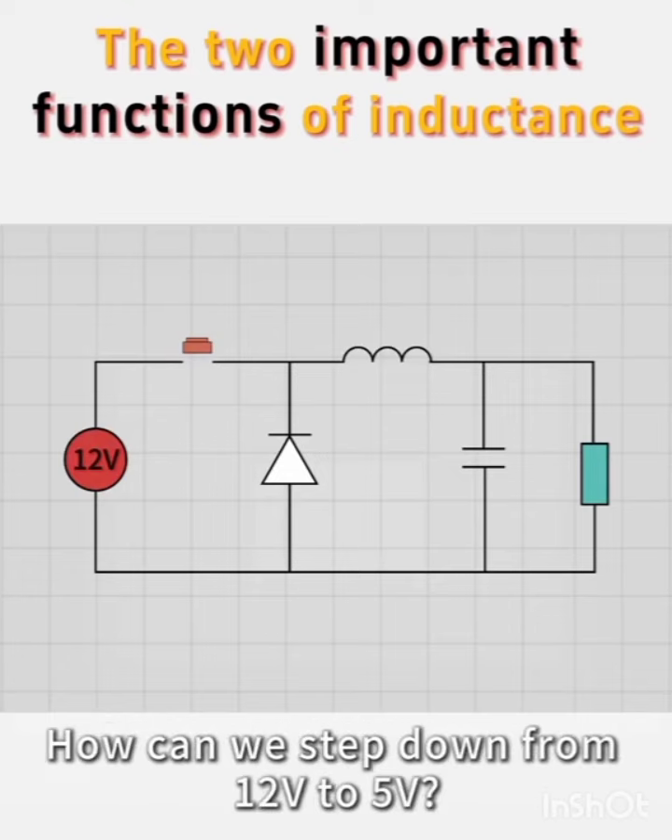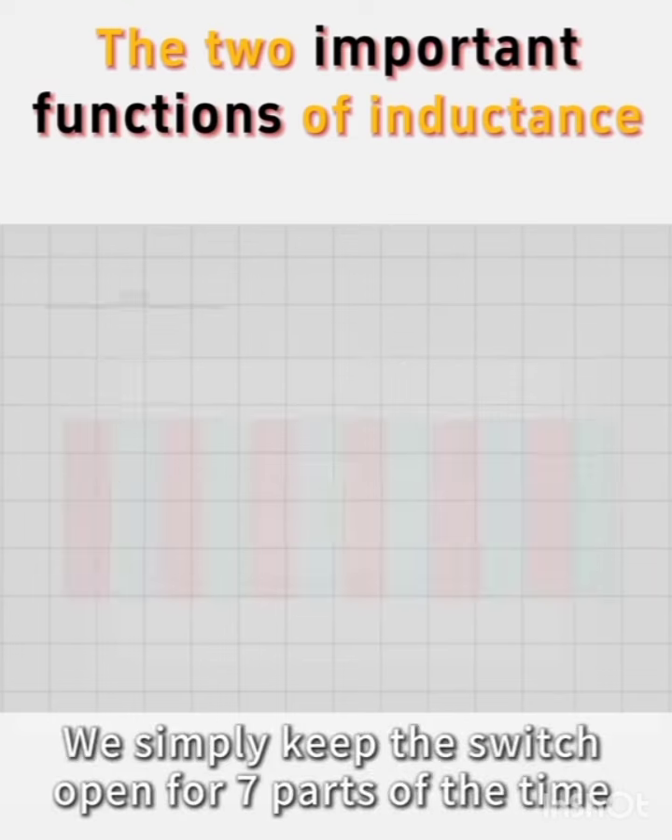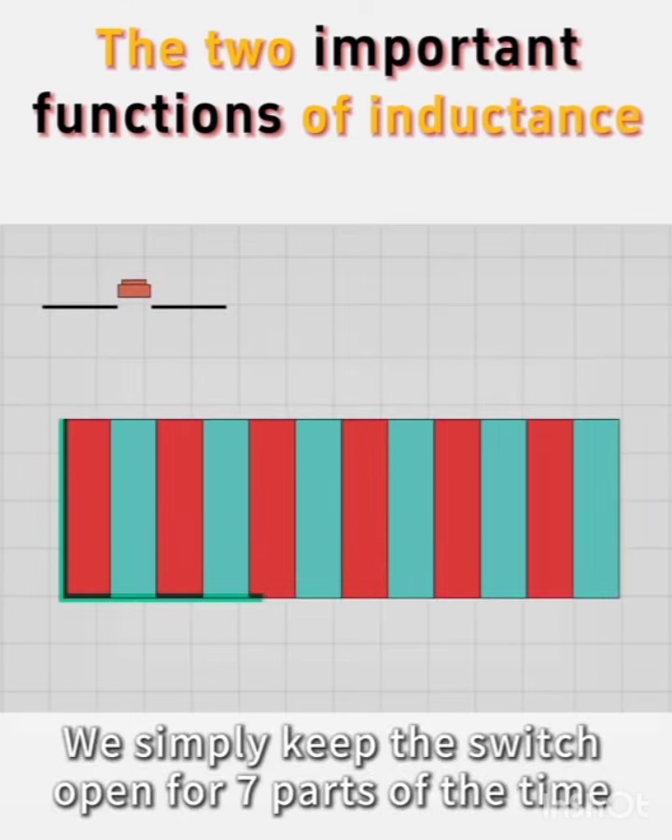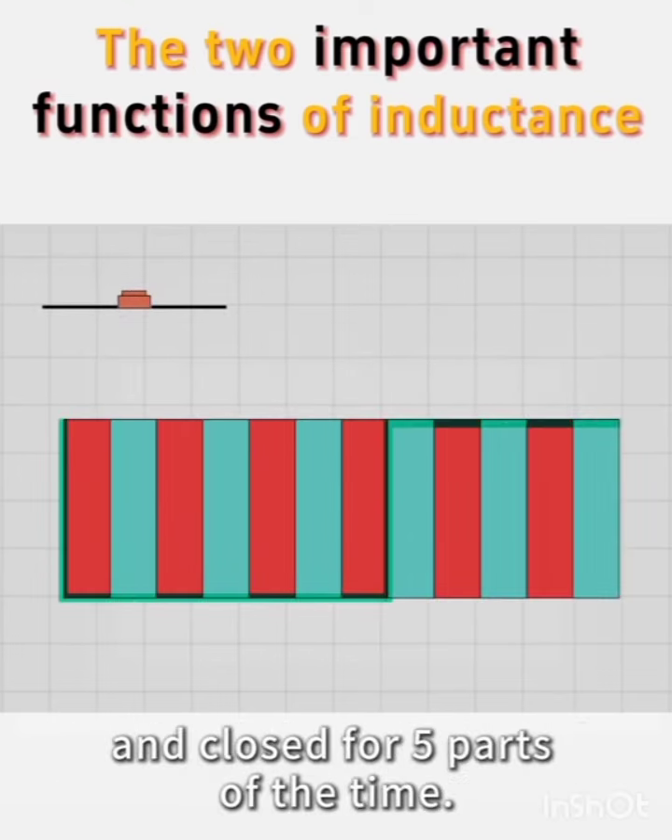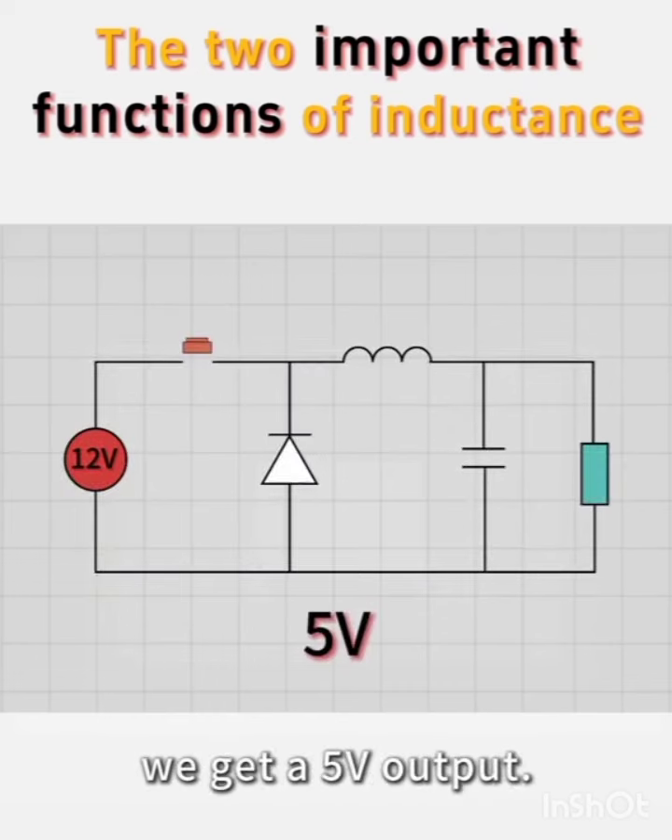How can we step down from 12V to 5V? We simply keep the switch open for 7 parts of the time and closed for 5 parts of the time. This way, we get a 5V output.